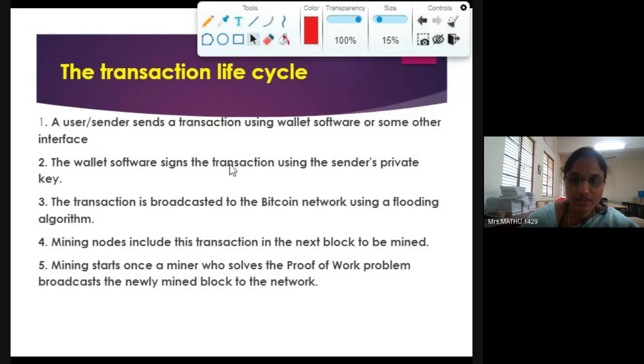So the transaction life cycle, quickly I'll tell you. When a user or a sender wants to send a transaction, he can use a wallet. As I told you, like how you have a purse to hold your money, for bitcoins we have digital wallets, wallet software or some other interface. Before this, the transaction has to be signed with the sender's private key, and then that transaction is broadcasted to the Bitcoin network.